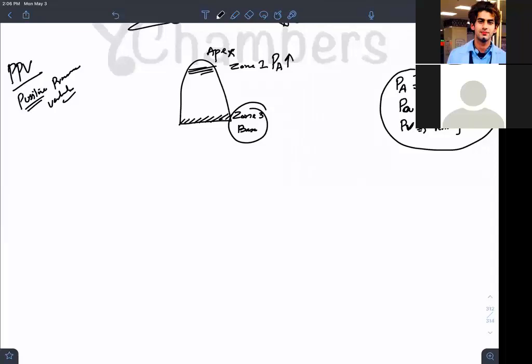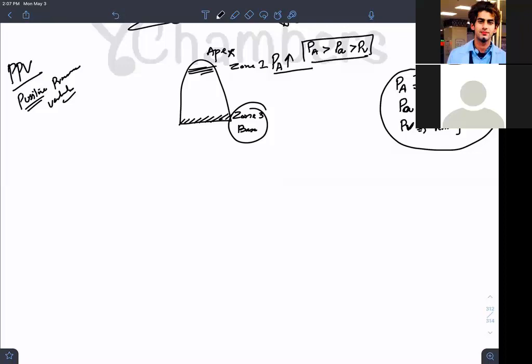Now, which is among the highest pressure? It is the alveolar pressure, which is the highest. Which is the lowest in this case? I should make a descending trend. PA is greater than Pa is greater than PV in the apex. In the apex, I have to remember just alveolar pressure is highest there.